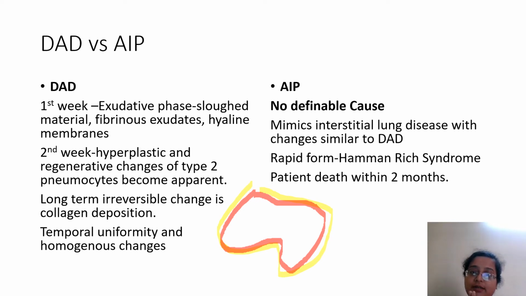Coming to acute interstitial pneumonia, mostly the cause is not definable. Some say it is viral, some say it is drugs, but it is not a definable cause. It mimics interstitial lung disease, and a very acute form of this is known as Hamman-Rich syndrome. This is quite morbid, and it has a great mortality, with patients dying quite frequently. Like within 2 months, the patient might die if the AIP cannot be treated. Okay.